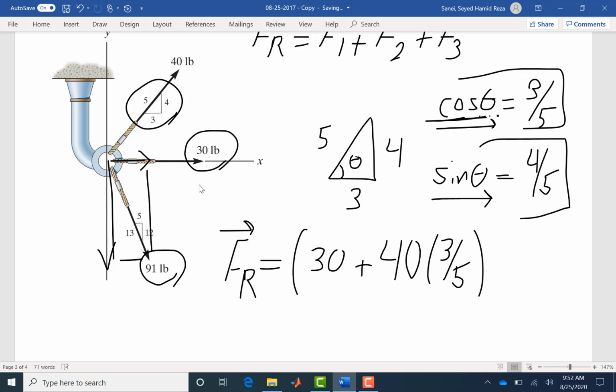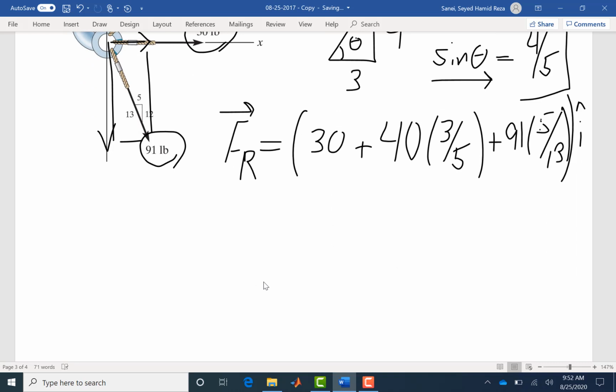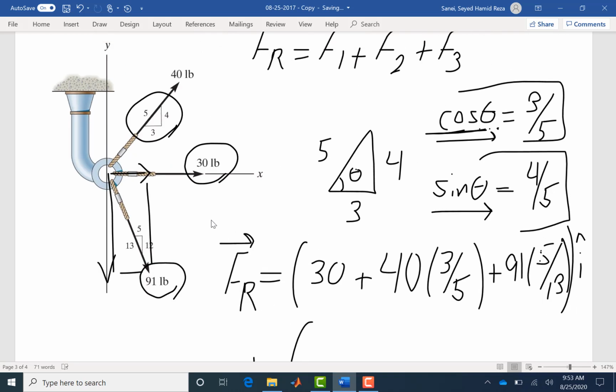The y component would be negative. So the magnitude is 91. I'm interested in the horizontal component of 5 over 13, and that would be my i. I will do the same thing for the j, plus. This force doesn't have any component in y. It's just in the x direction. These two forces are going to have a component. This component will be positive, and this force is going to have a negative component.